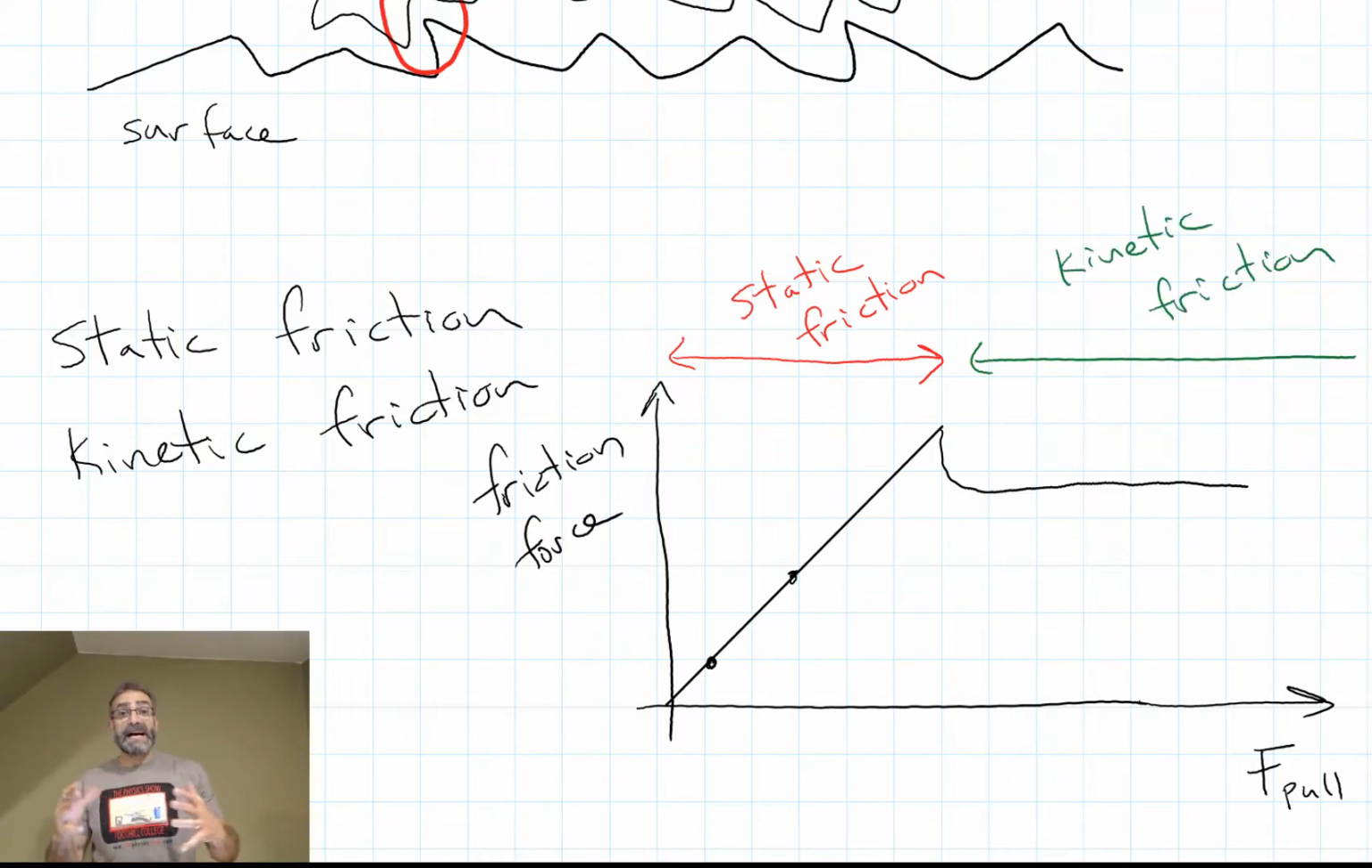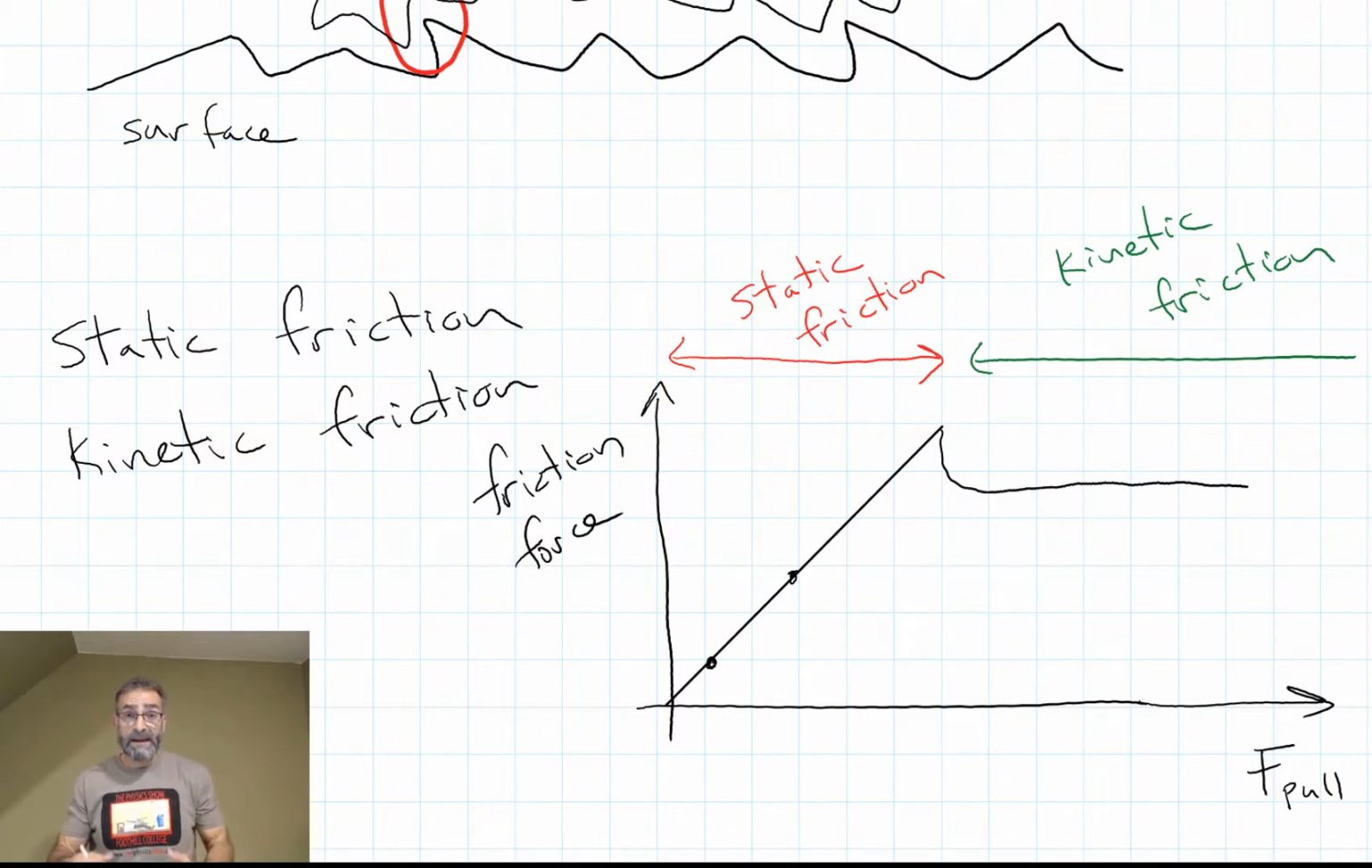Static means not moving. The two surfaces are stationary with respect to each other. Static. There's no sliding, no slipping. There's none of that. Kinetic means motion. Relative motion. The two surfaces have relative motion with respect to one another. There's sliding or slipping. There's motion between the two surfaces.